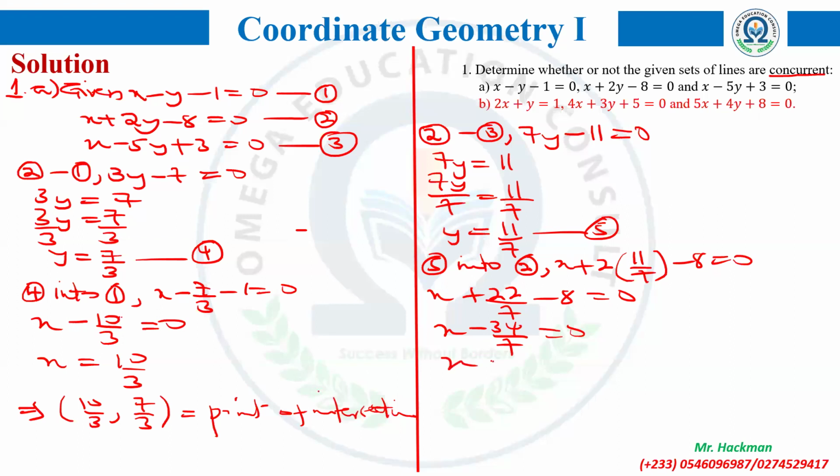So x will be equal to what? 34 on 7. So this implies that the point of intersection here will be, this time around, I'm going to change. So let's change each one to its corresponding numbers. I've told you in terms of points, it will not be costly if you don't change. So let me leave it like that because the other one was also like that. Then this will give us 34 on 7. It's equal to the point of intersection.